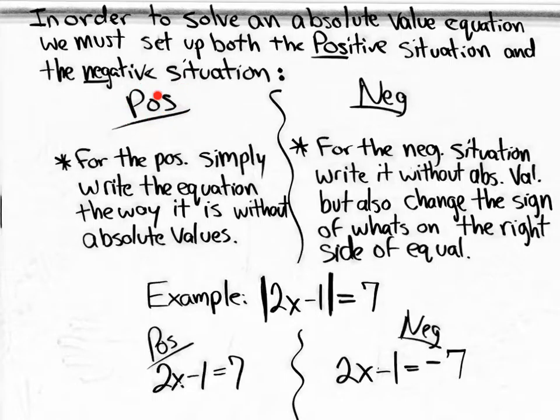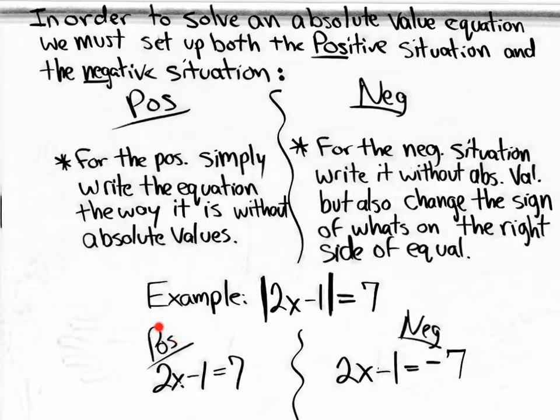I always set up pos, neg, squiggly line, and here's the description on how to set up your positive situation. It says, for the positive situation, simply write the equation the way it is without the absolute values. For the negative situation, write it also without absolute values, but also change the sign of what's on the right side of the equal. Okay, so here's an example down here. It says the absolute value of 2x minus 1 equals 7.